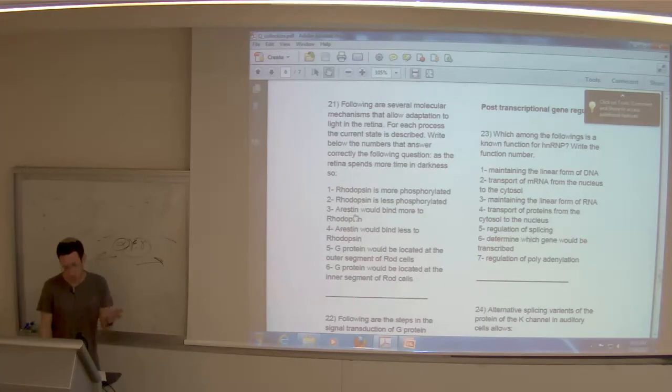Arrestin would bind more to rhodopsin. No, arrestin binds more to rhodopsin in light conditions, in intense light conditions. So 4 is correct also. And 5, G protein would be located at the outer segment of the rod cell. This is the extra adaptation mechanism we've described. 5 is correct. The G protein will be more exposed there in the outer segment and hence more active. So all in all, it's 2, 4, 5.